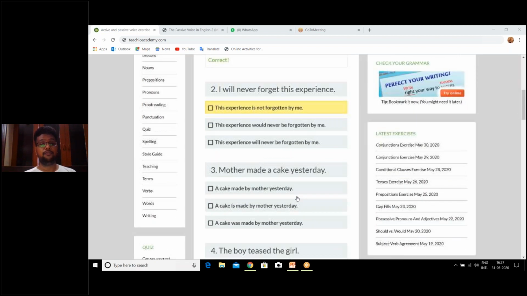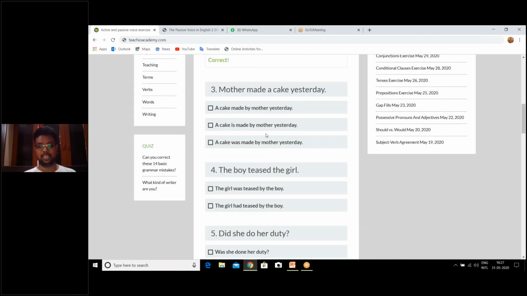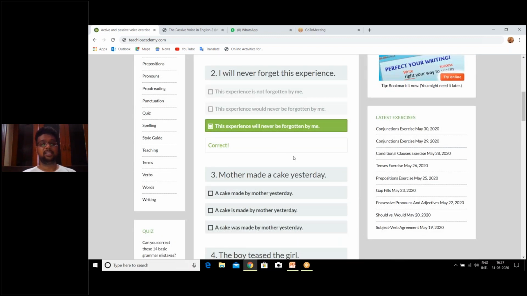The second sentence is, I will never forget this experience. So all of you are replying C. This experience will never be forgotten by me. Let me click this answer and let's see if this is correct. Correct. Very nice, all of you. The answer is C. I will never forget this experience. The correct answer is C. This experience will never be forgotten by me.